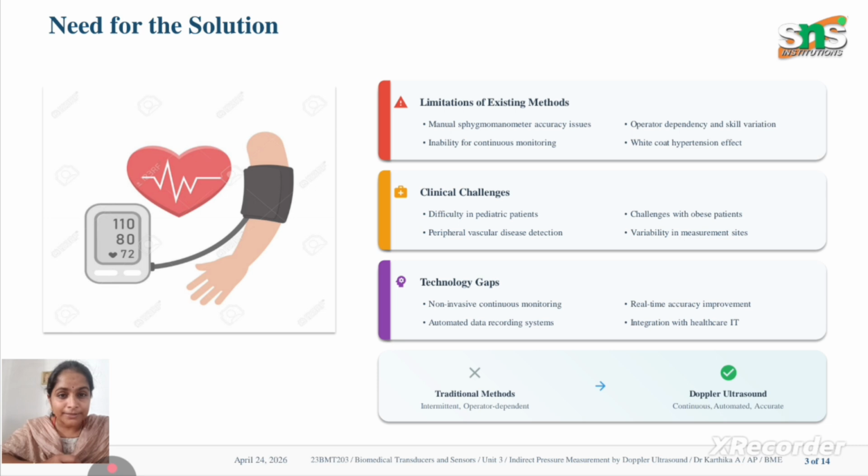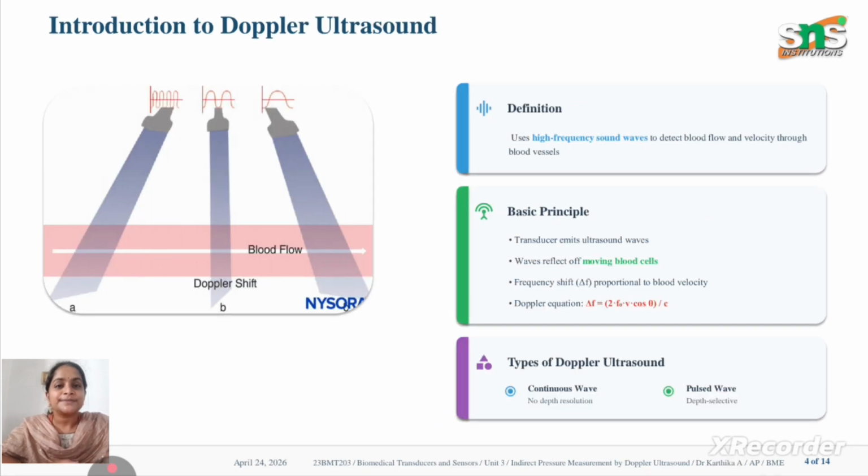The technology gap is that we need a non-invasive continuous monitoring system, an automated data recording system, real-time accuracy improvement, as well as integration with healthcare information technology. So, we need to modify our traditional methods. The new method we involve here is Doppler ultrasound, a continuous, automated, accurate solution method. See, introduction to Doppler ultrasound.